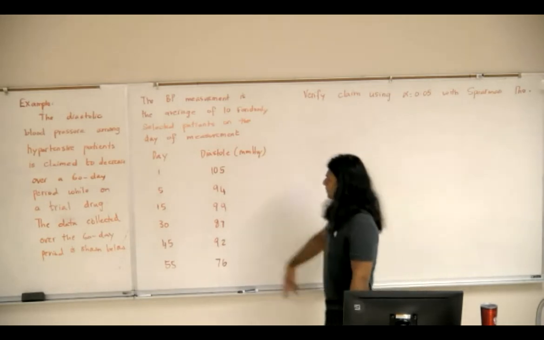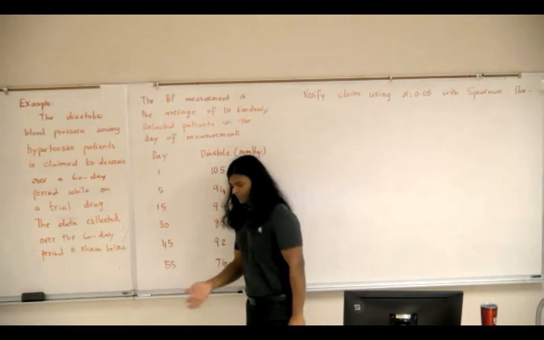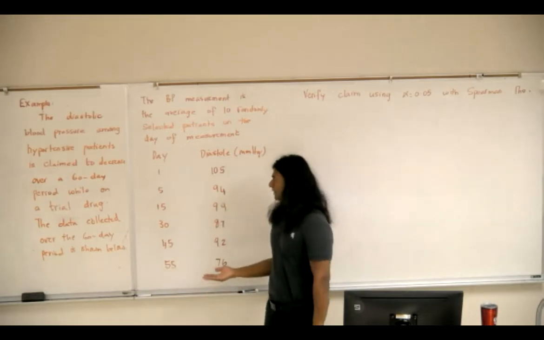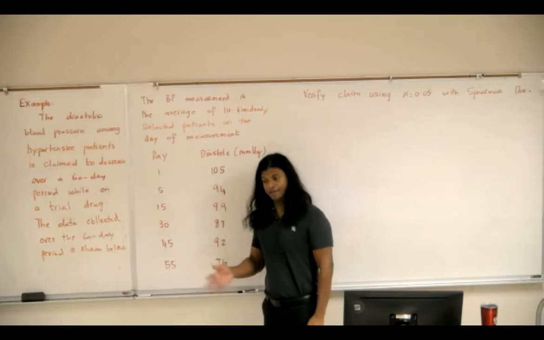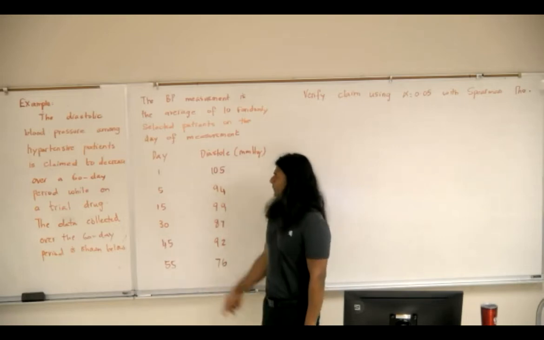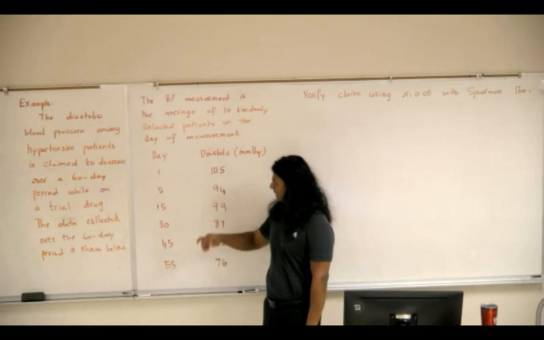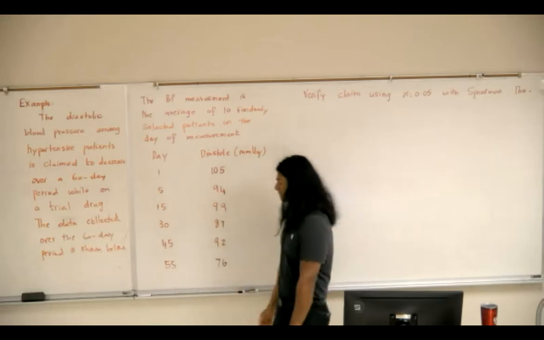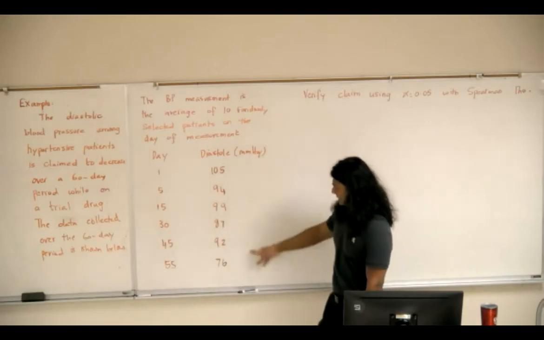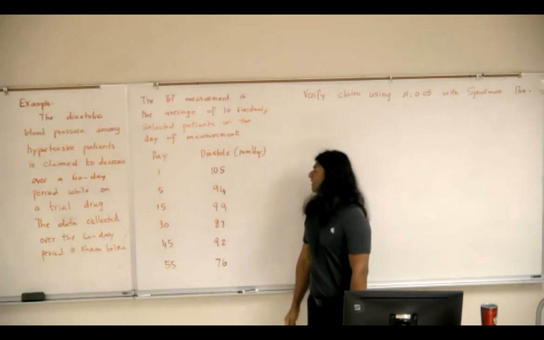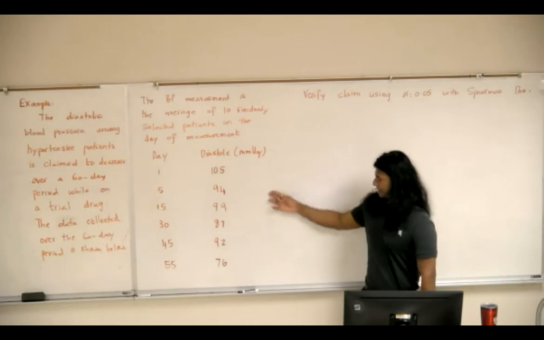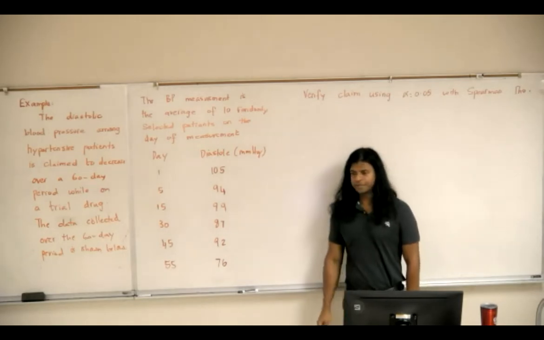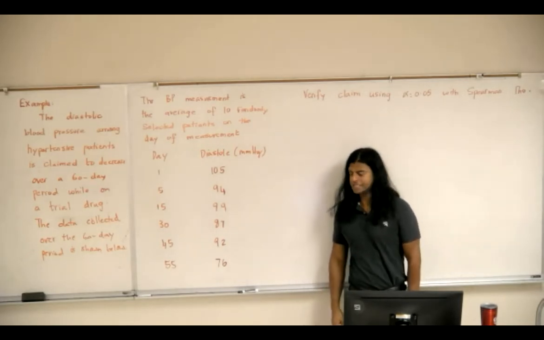So day, of course, we are not going in sequence, because from a practical standpoint, I can't measure a person every day. So day 1, 5, 15, all the way up to day 55. That is the diastolic pressure. Start with 105, which is pretty high, and that's stage 2, all the way down to 76.